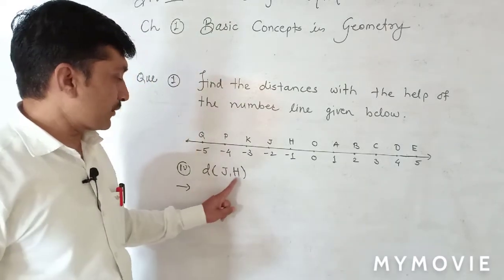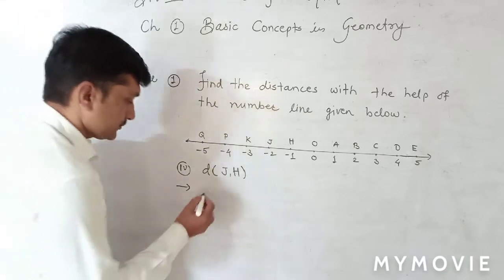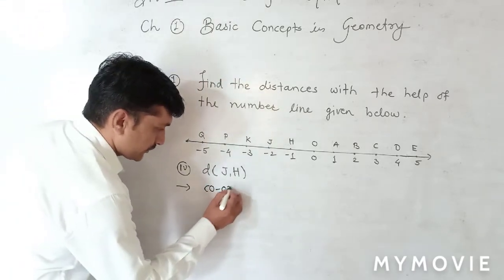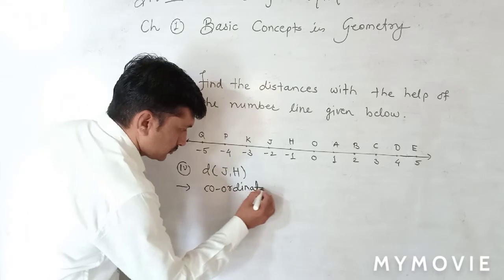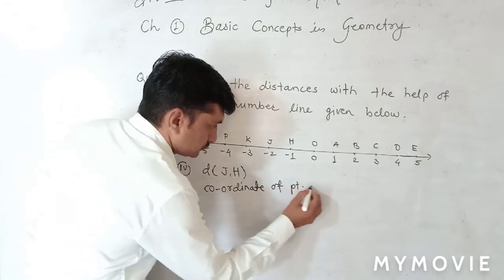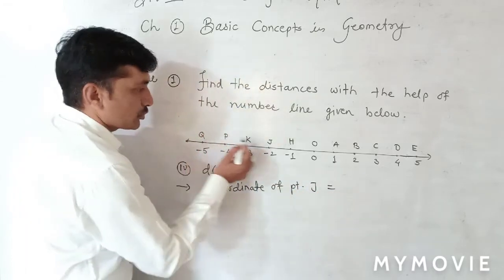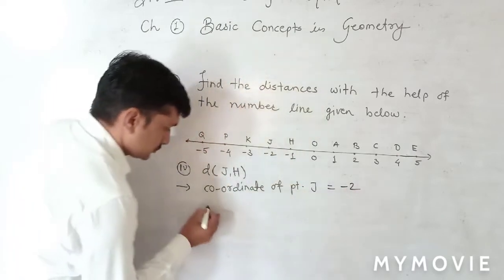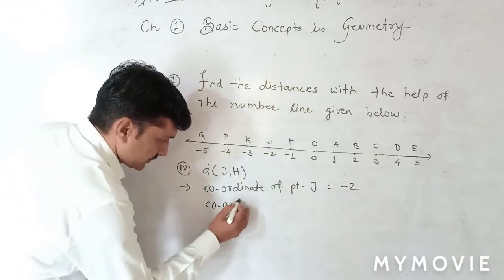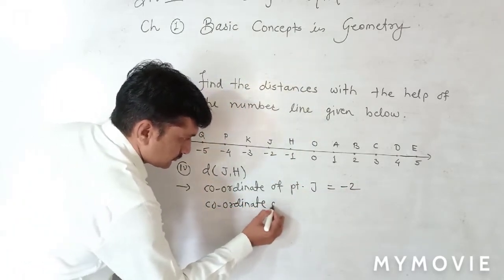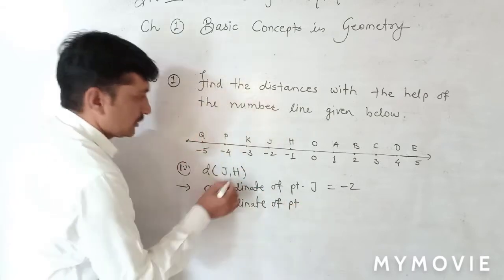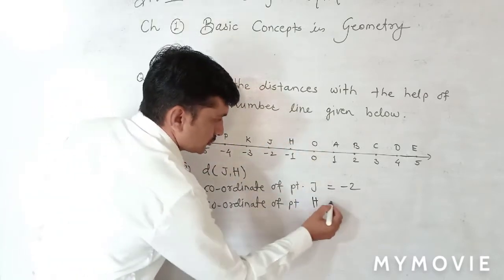Find the distance between point J and H. Coordinate of point J is equal to minus 2. Coordinate of point H is minus 1.